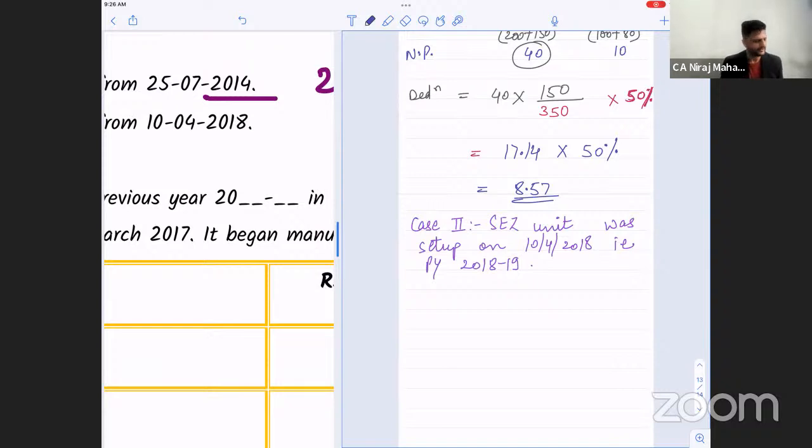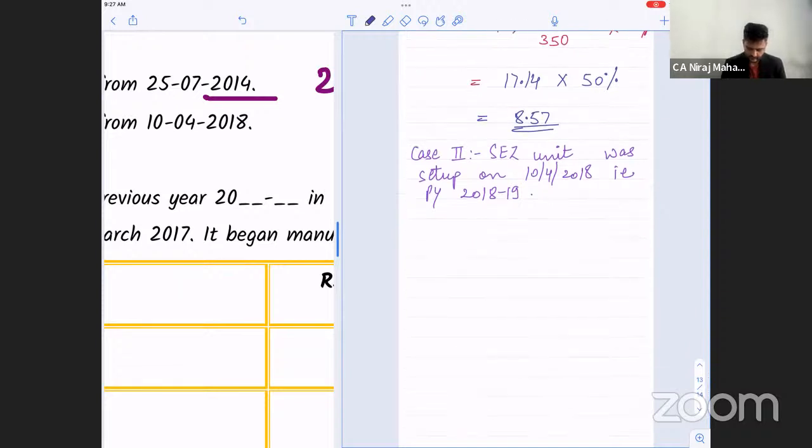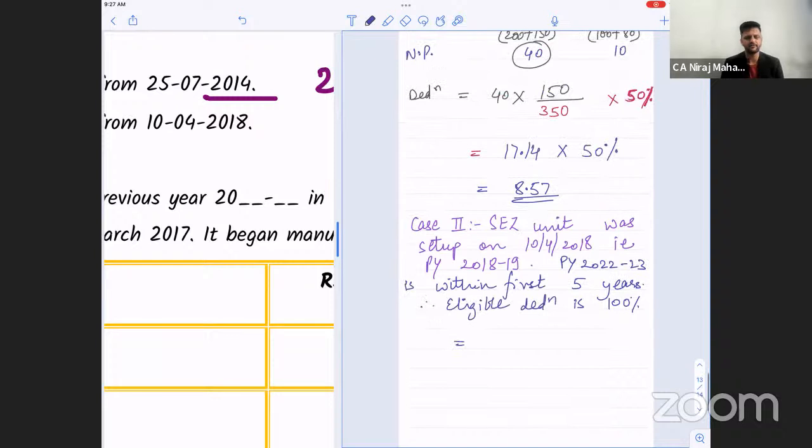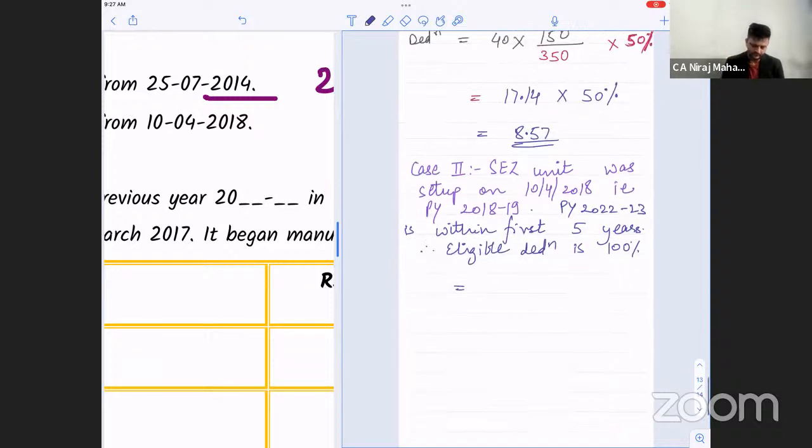Yes, everybody. If confused, you can always check: 18, 19, 20, 21, 22, and 23. Sorry, 22, 23. In fact, we are in the perfectly 5th year, right, everybody? PY 22/23 is within the first 5 years. Therefore, eligible deduction is 100%, which will come to 17.14. Tell me, yes or no?